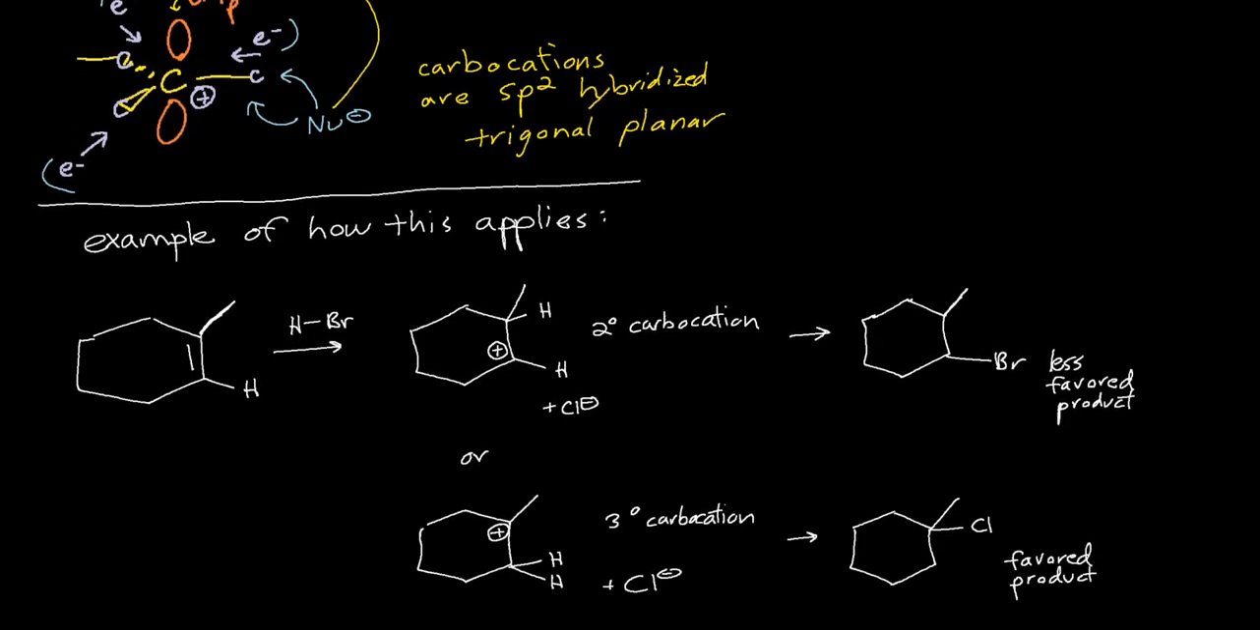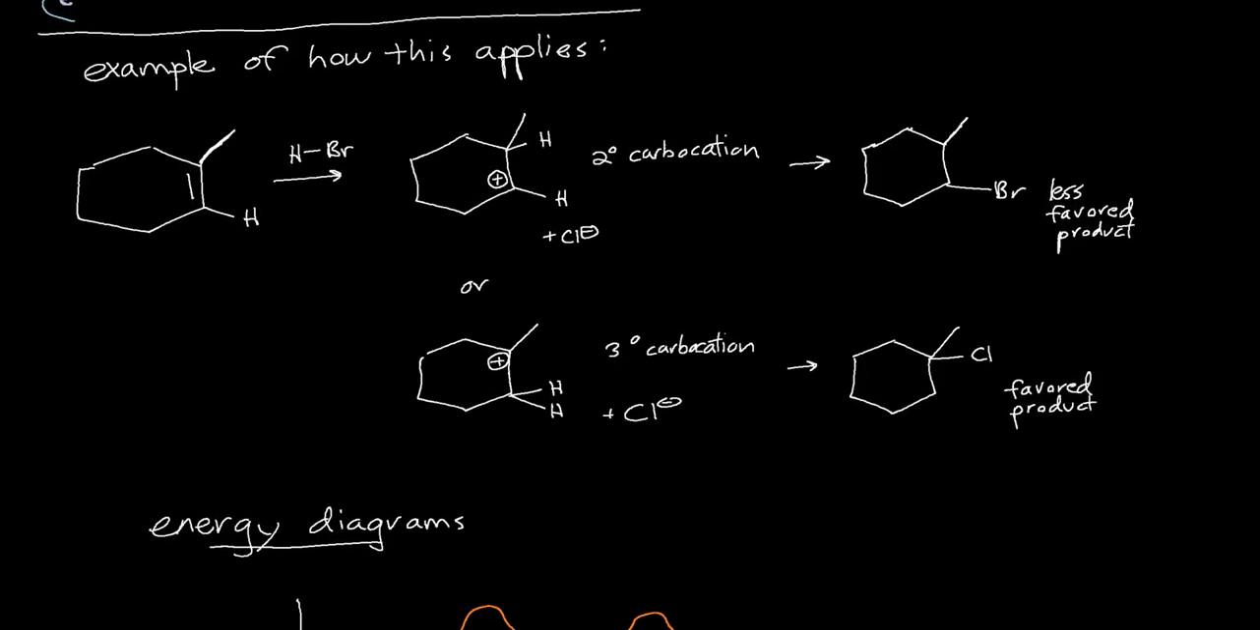So an example of how this applies. We have a compound here. Notice the 2 carbons of the alkene have different groups attached. When the 2 carbons of an alkene have different groups attached, there's going to be one carbocation preferred over the other. The only time that it's equal likelihood is when both carbons are chemically identical.